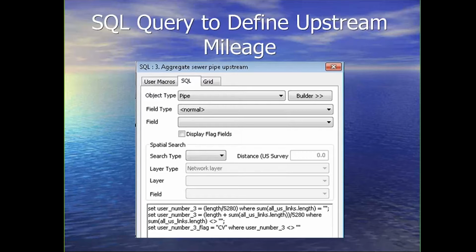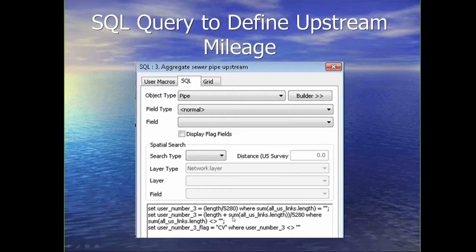Sure. I think the query stuff is fairly easy. In fact, there's quite a lot of information in the help in the Infonet product on this. But once you get into it, it's not that complicated. Looking at this one here, which is defining upstream mileage, I just set a user number equal to the length divided by 5280, and then kept on adding that number to the length. So it's really not that complicated.